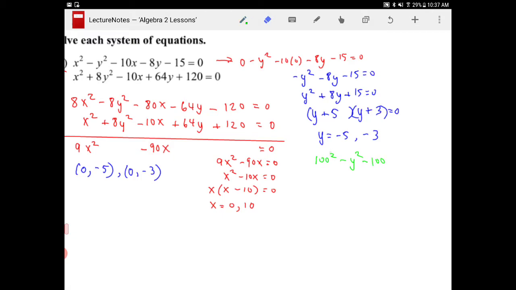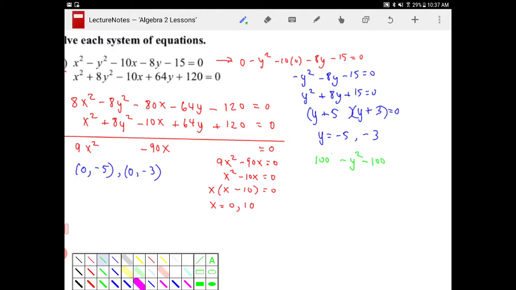Sorry, the first one is not minus 100 squared. It's minus 10 squared, which becomes 100. So 100 minus y squared minus 100, and then minus 8y minus 15 is equal to 0.